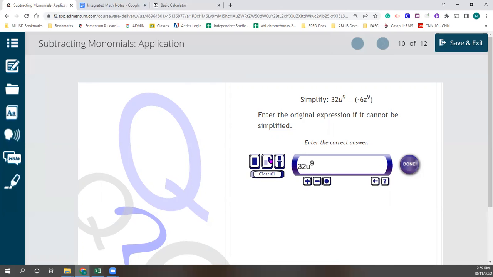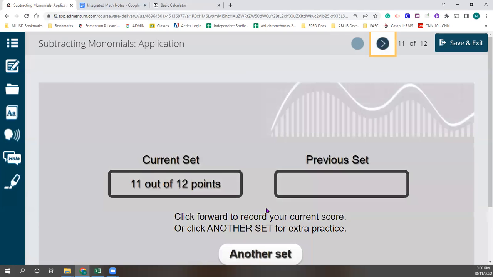We gotta push the down arrow. Minus, shift parentheses or shift 9 to get the parentheses, and then minus or negative 6z exponent 9. Does that look right? Thank you. Okay. We're almost done.